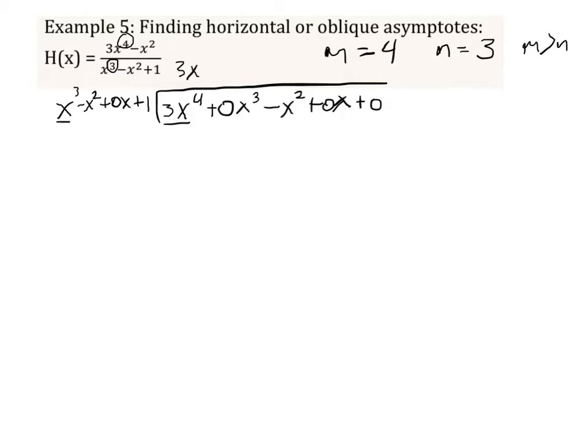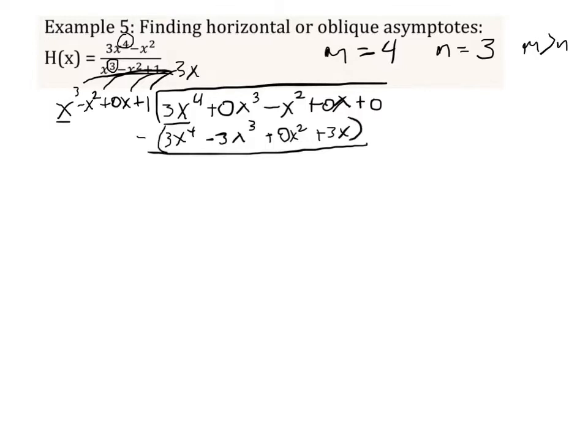Okay, so then when I multiply 3x times x cubed, like I said, I get 3x to the 4th, but then I have to distribute it to all 4 parts. And I get minus 3x cubed plus 0x squared plus 3x. See, I'm trying to keep everything organized. X squareds over x squareds, x cubes over x cubes, and so on. Then I subtract, putting parentheses around the entire thing.